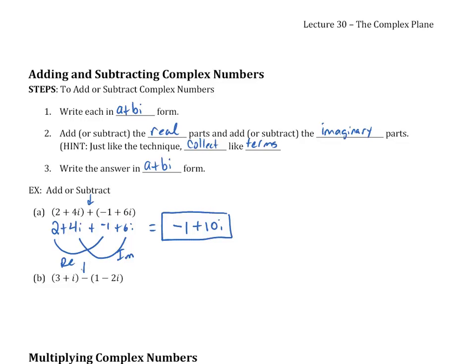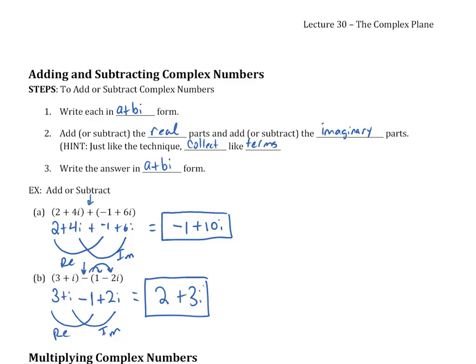Subtracting is similar, except the first thing you've got to remember is to distribute the minus sign. We could rewrite this as 3 plus i minus 1, because minus times a positive 1 is a minus 1. Minus times a minus is plus 2i. And now collect the real parts and the imaginary parts. So 3 minus 1 is 2, and i plus 2i is 3i. That's a plus bi form, so that is our final answer.